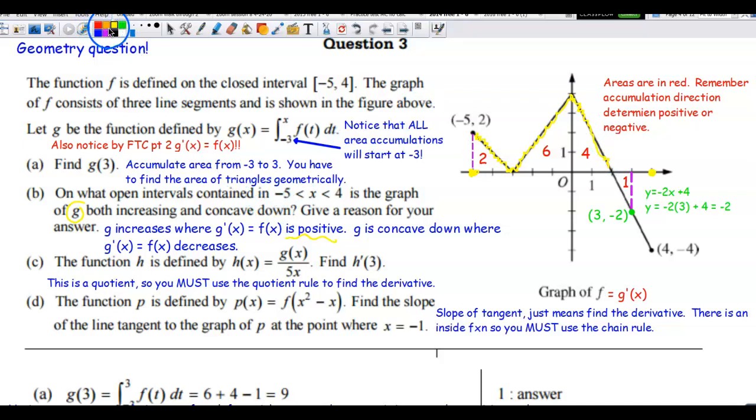And then the second thing that we want to know is, at the same time, when is g original concave down? So g original is concave down where g prime, first derivative, or f decreases. So that's a decreasing interval of this graph, and this is a decreasing interval of this graph. So our regions of purple and gold, go Pirates, are from -5 to -3, and from 0 to 3.